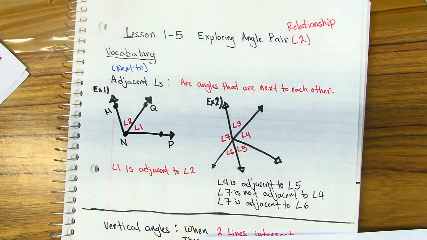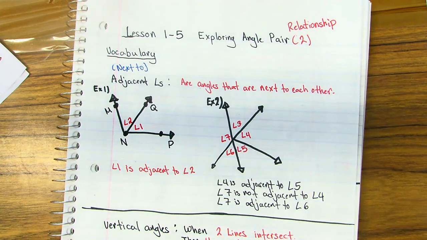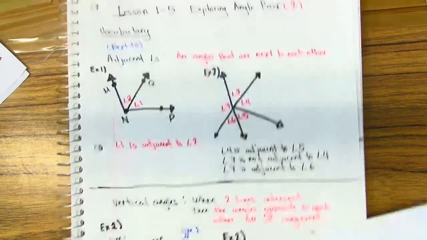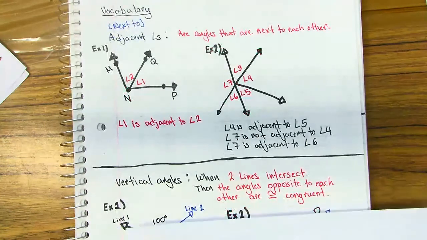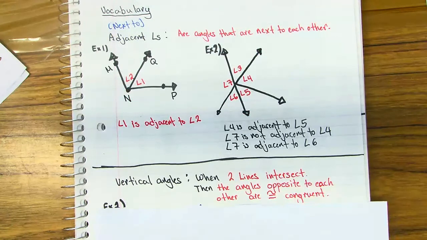Okay, so that's the first angle pair we're going to be talking about, which is just angles that are right next to each other. You have to get kind of used to it because we're going to be working with those kinds of angles more in the future.